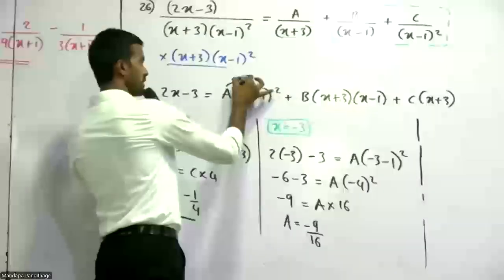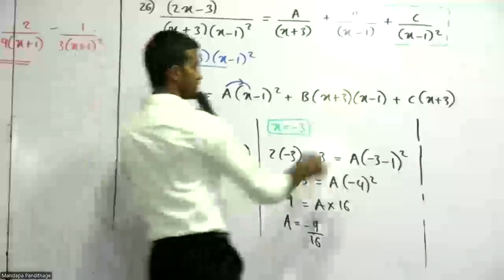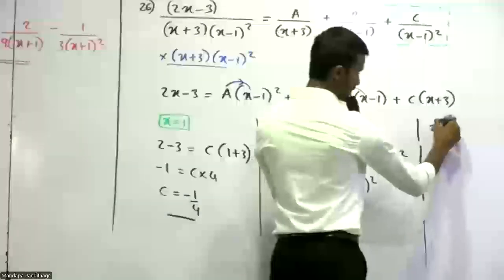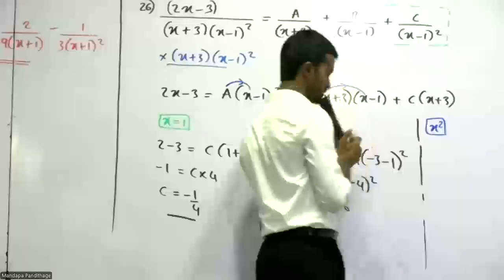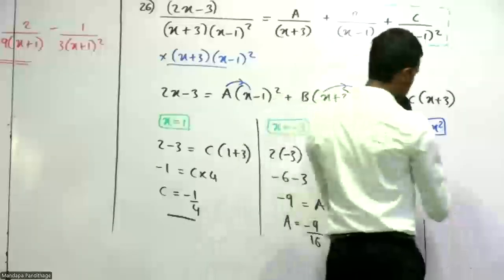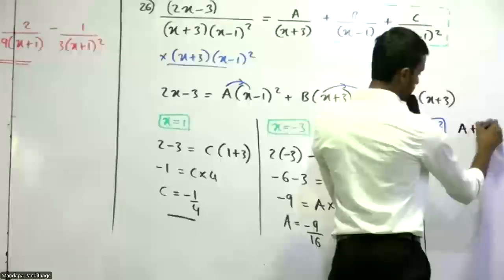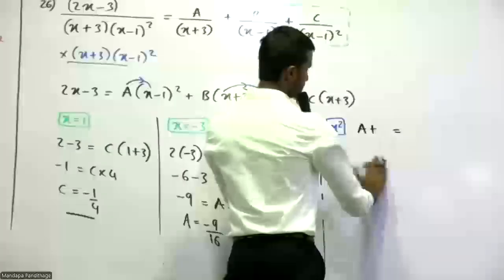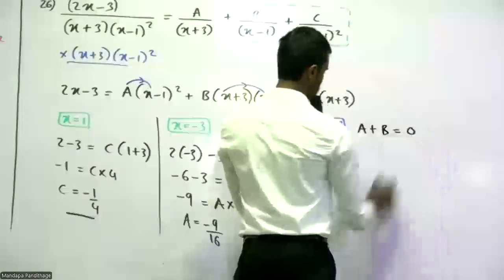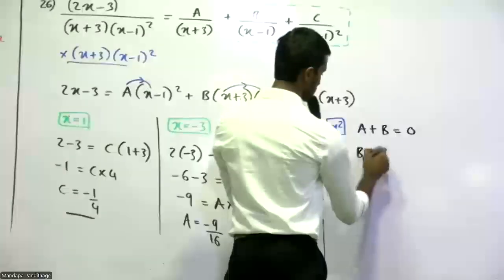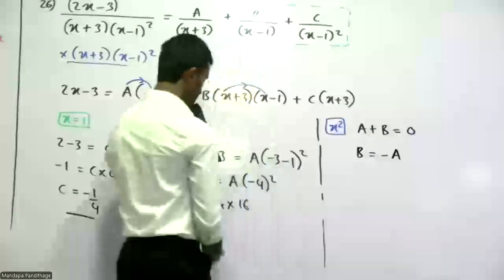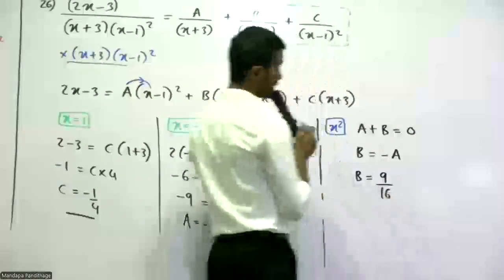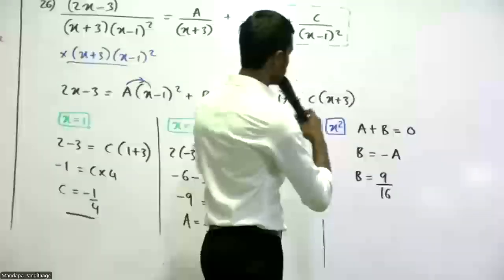So from here you get 1 x squared, and from here you get another x squared. So if you consider the coefficient of x squared, it's A plus B, and there's no x squared here. So no x squared means the coefficient is 0. So then B is equal to minus A. A is minus 9 over 16, so B is plus 9 over 16. Clear? Okay, then you can write the final answer.